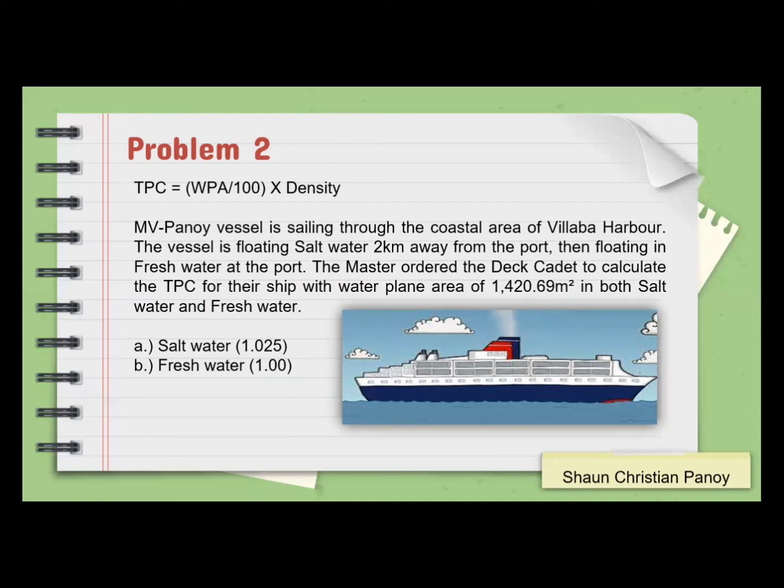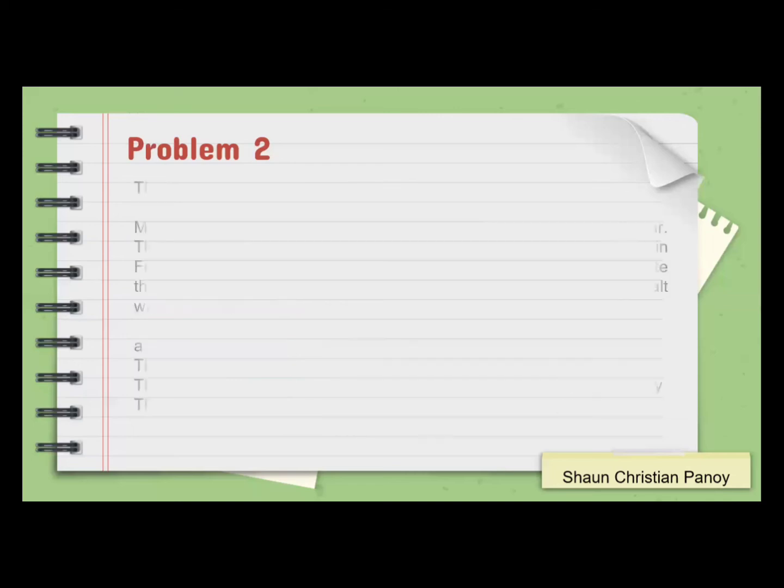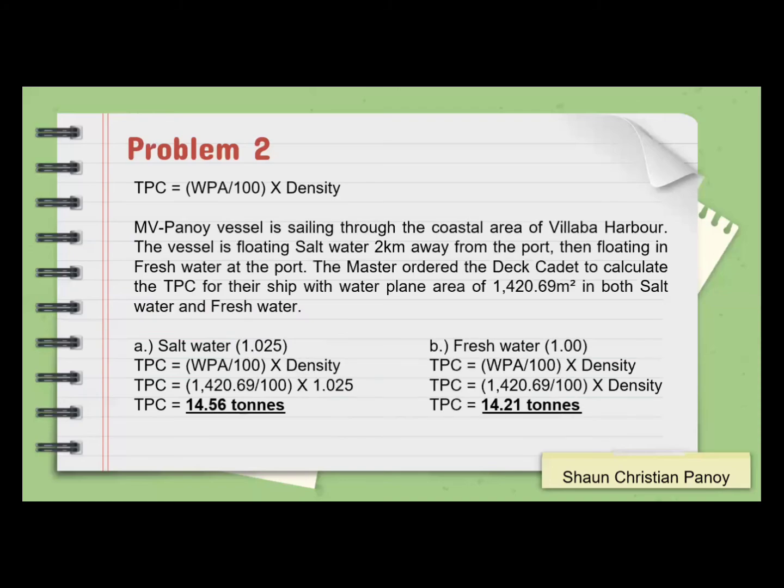So here we have two problems to solve. First one is salt water and the second one is for the fresh water. For salt water, the value of density is 1.025. The formula is TPC equals water plane area divided by 100 times density. So 1,420.69 divided by 100 times 1.025. If we calculate that one, we'll get the value of 14.56 tons for the TPC in salt water.